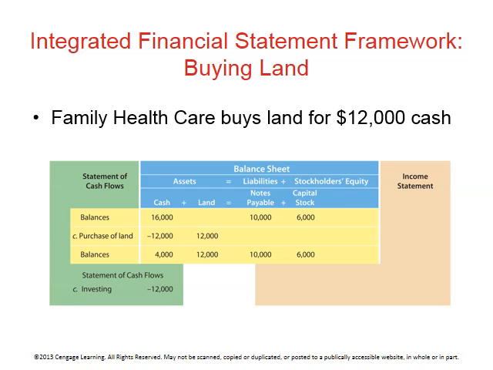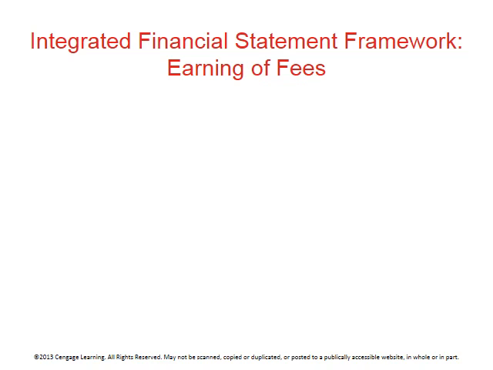If we finally look at our balances, if we add up the cash and land, we show $16,000 of assets. If we add up the liabilities and stockholders' equity, we show $16,000. So our accounting equation balances. Again, we decreased cash asset $12,000. We increased land asset $12,000. So our accounting equation is still intact.